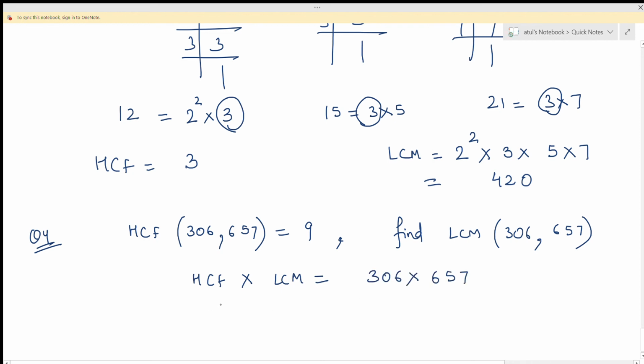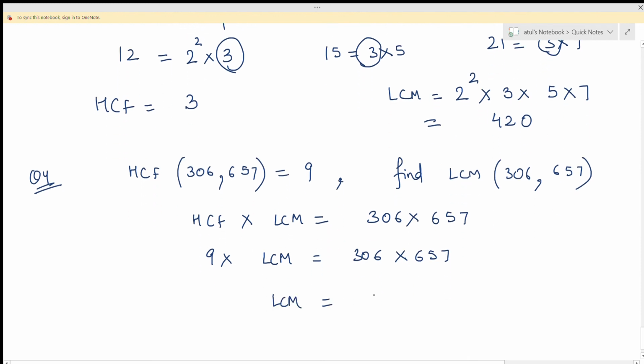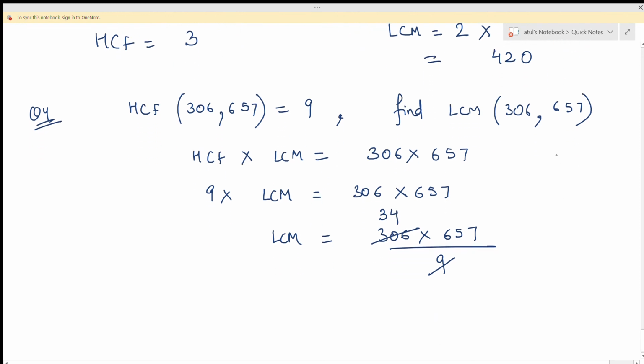So the HCF I know is 9. So 9 into LCM is 306 into 657. Let's find the LCM by dividing this product by 9. 306 is divisible by 9 as the sum of digits is 9. You can check that: 3 plus 6 is 9. Now let's divide: 3 nines are 27, then remainder 36, 4. So it's divisible by 34. So let's multiply this and find the LCM.